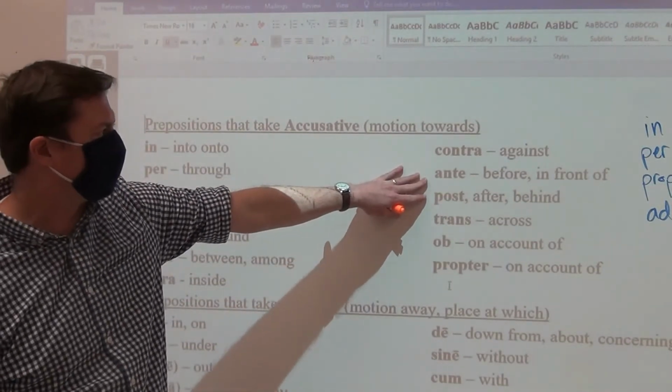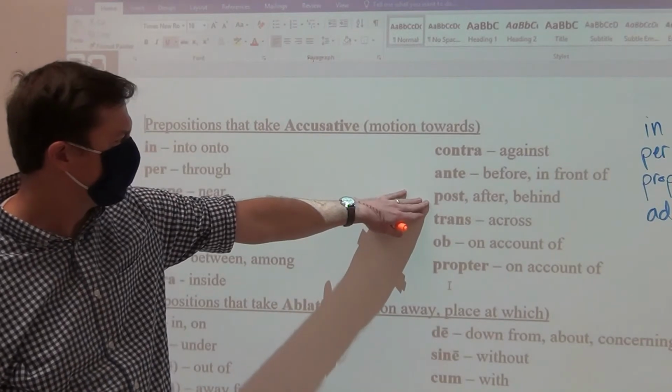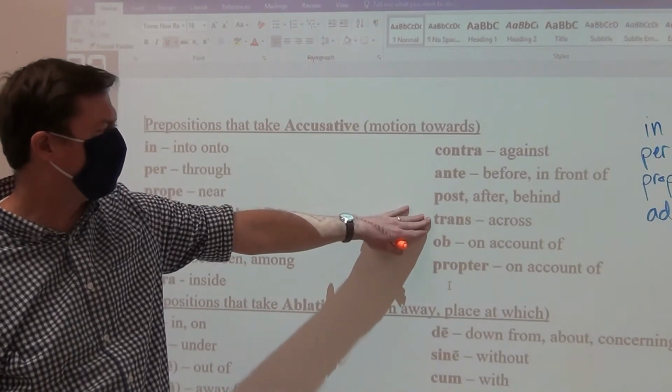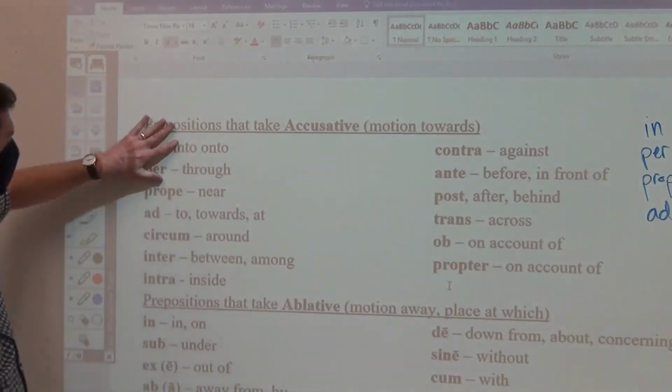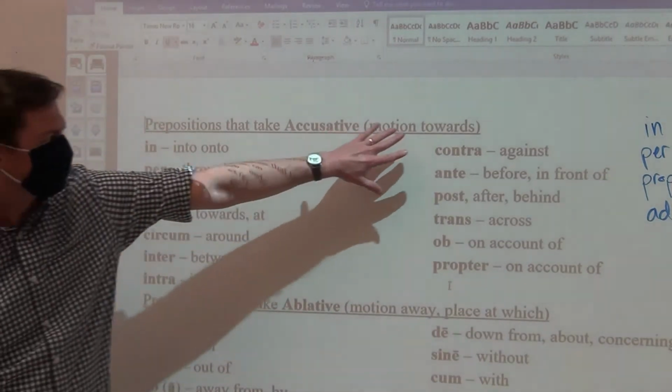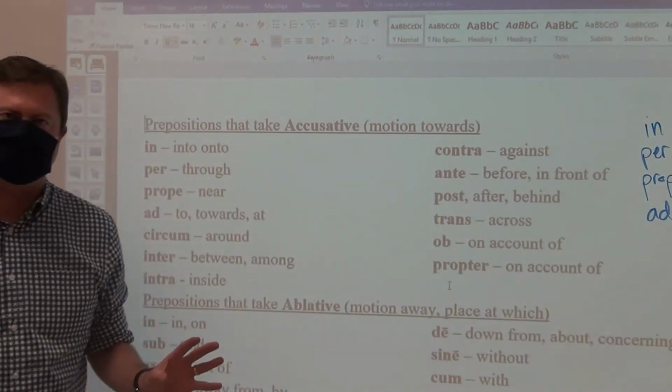Ante, before or in front of. If I say stand before me, it means stand in front of me. Post, after or behind, trans, across, ob and propter, on account of. Every time these prepositions occur, the object of them must be in the accusative.